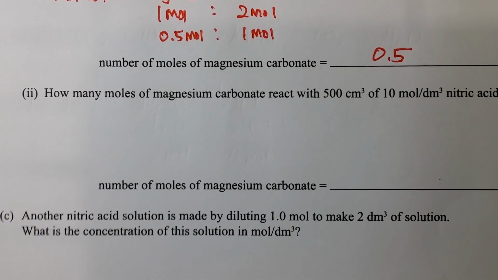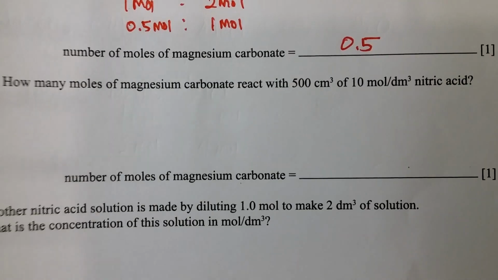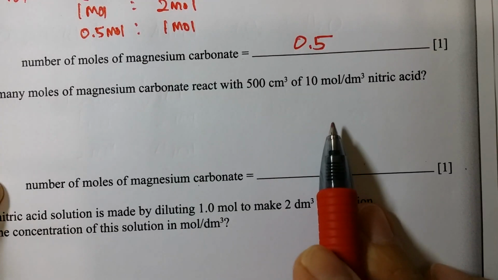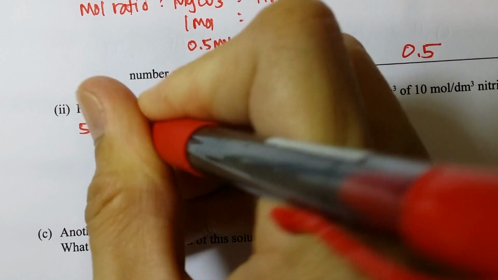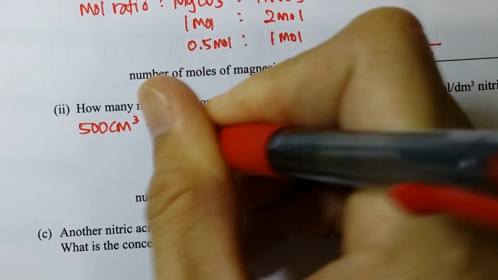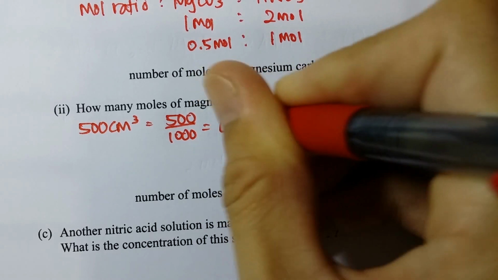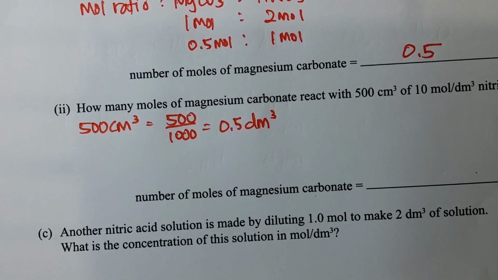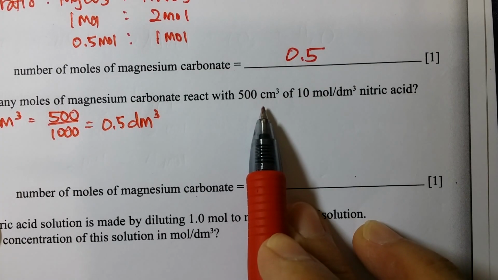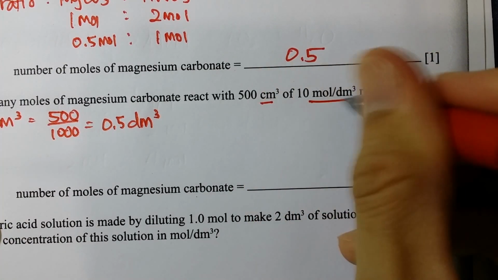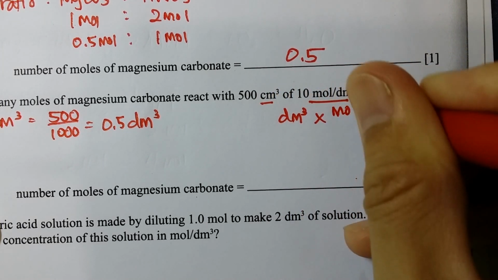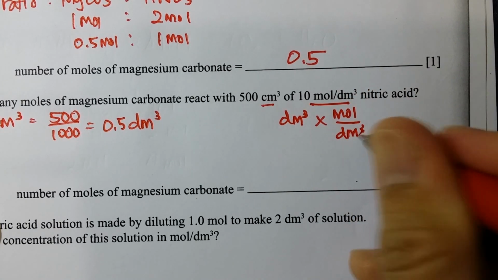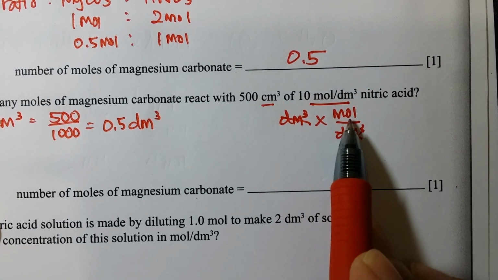Next question, how many moles of magnesium carbonate react with 500 cm cube of 10 mole per dm cube? Now if you look at this one I can change it to dm cube. 500 cm cube would be 500 divided by 1000, which is 0.5 dm cube. So look at the unit, dm cube times mole per dm cube. Then dm cube and dm cube will cancel off, leaving us with mole.